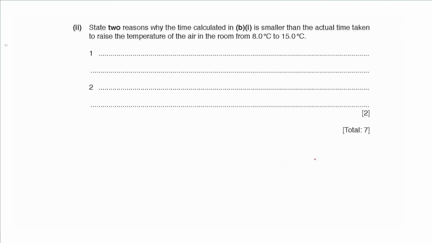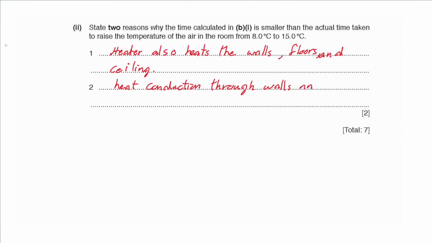I says state two reasons why the time calculated in BI is smaller than the actual time taken to raise the temperature of the air in the room from 8 degrees Celsius to 15 degrees Celsius. We can talk about two ideas about heat losses. We say that the heater also heats the walls, floors, and ceiling of the room. Or we can say that heat conduction through walls and windows to the surroundings is one of the reasons we lose heat.